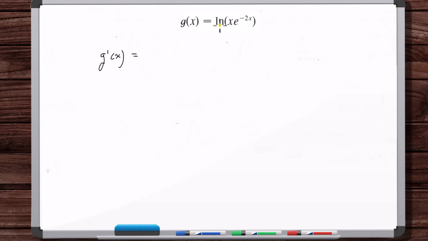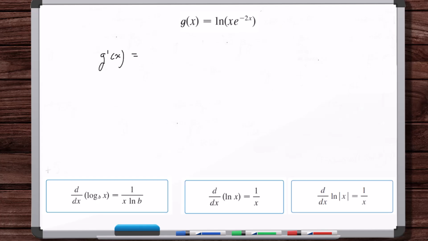Okay, let's find g prime of x. We've got the natural log of something. We're going to use the chain rule. Natural log of something. What is the derivative with respect to x of the natural log of something? It's 1 over that something, all of that times the derivative of that something. What is the derivative of x times e to the minus 2x?